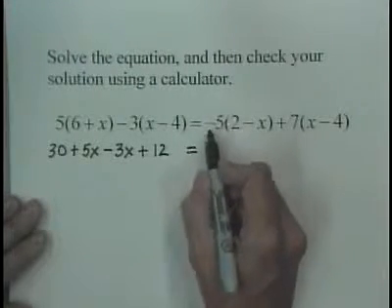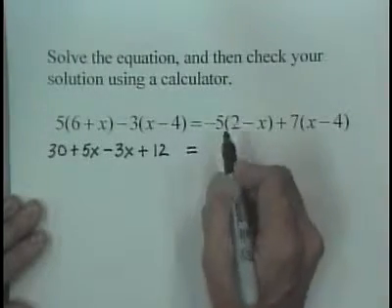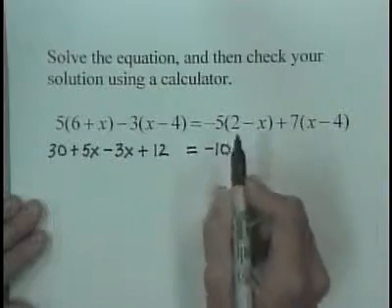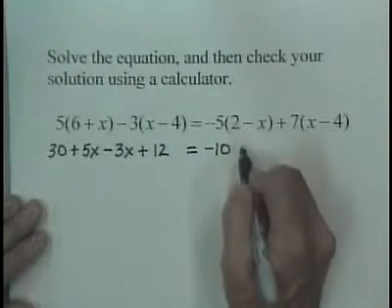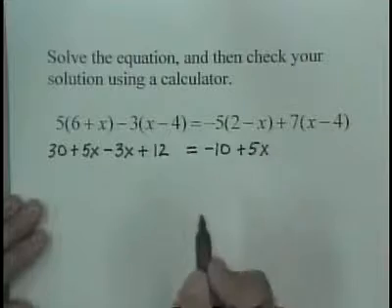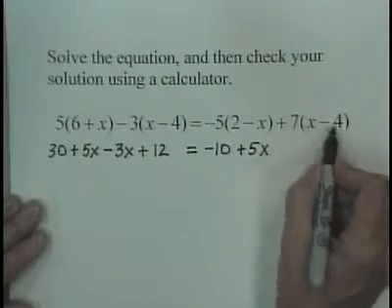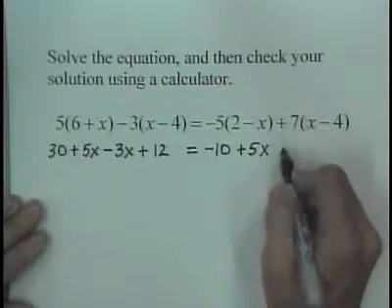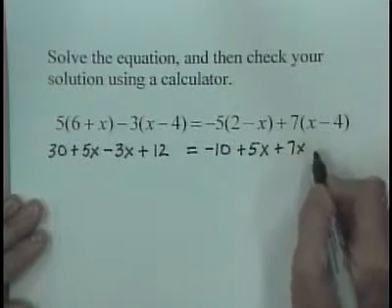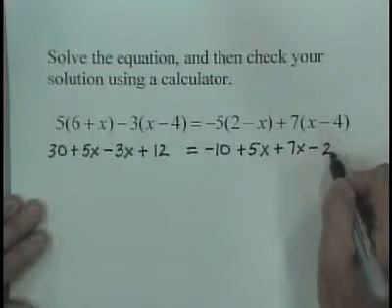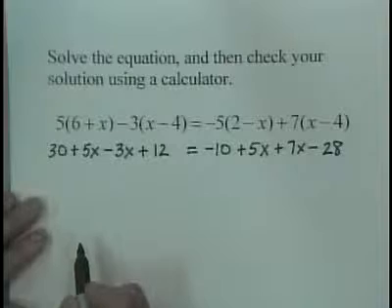There's my equal sign. Working on the right-hand side, take negative 5 times 2 to get negative 10. Negative 5 times negative x is positive 5x. Finally, I want to distribute 7. 7 times x is 7x minus 7 times 4, which is 28.